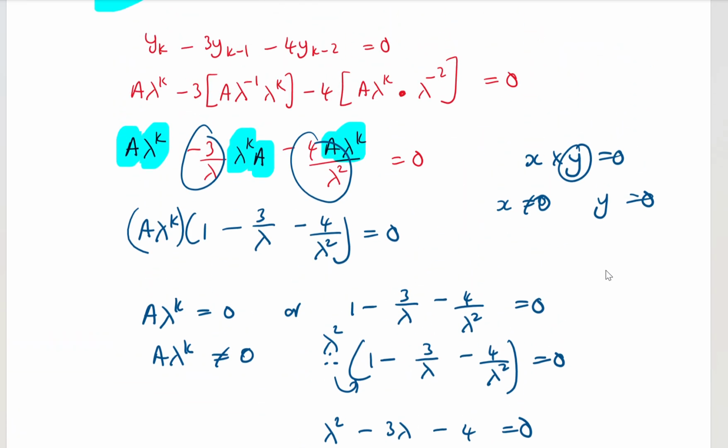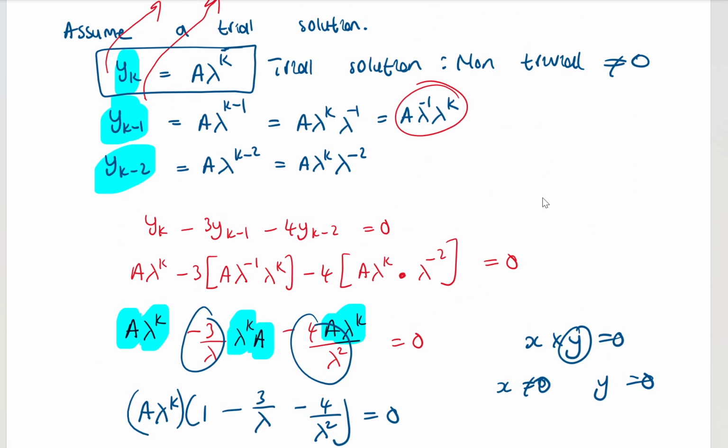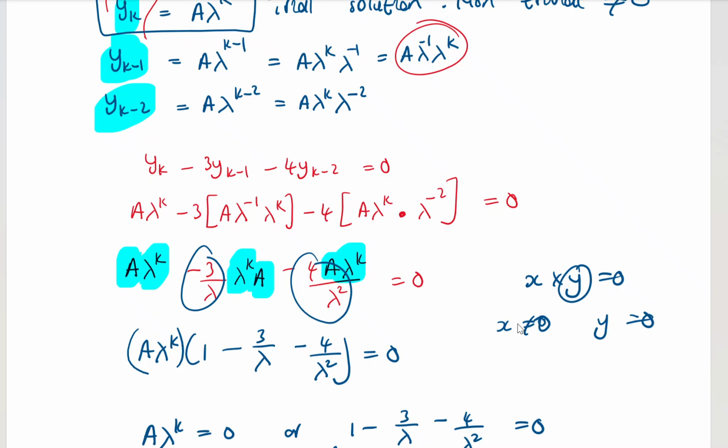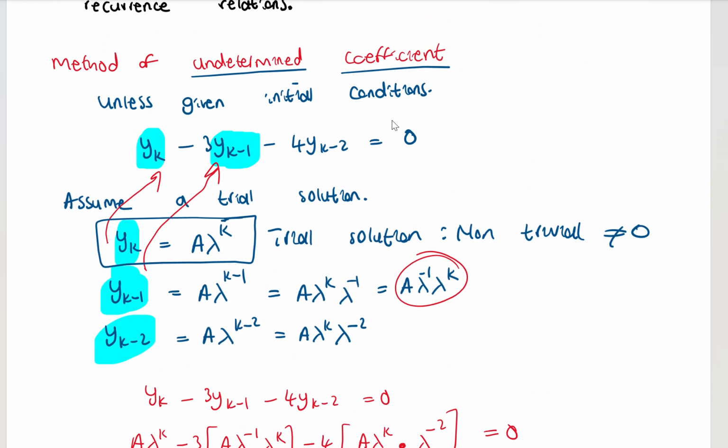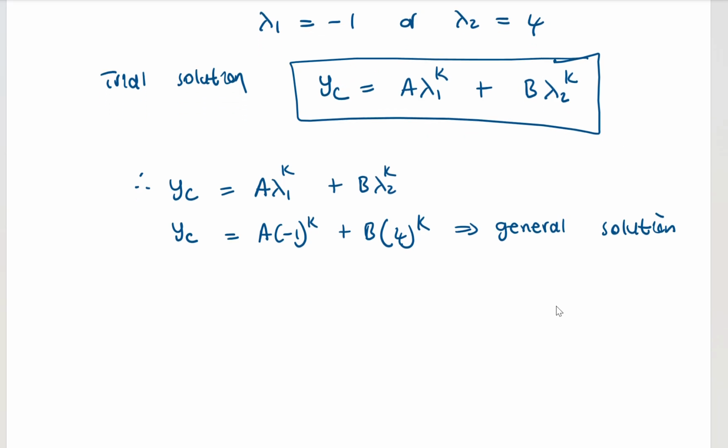So the most important thing is to be able to get the first step correct. You must be able to assume your trial solution of this form, and this solution must be non-trivial, meaning it must not be 0. And after finding an expression for y sub k, you can now find y sub k minus 1, y sub k minus 2, and you plug them into the given difference equation, and you solve for the two values of lambda. And your solution will always take this form if the roots are distinct.